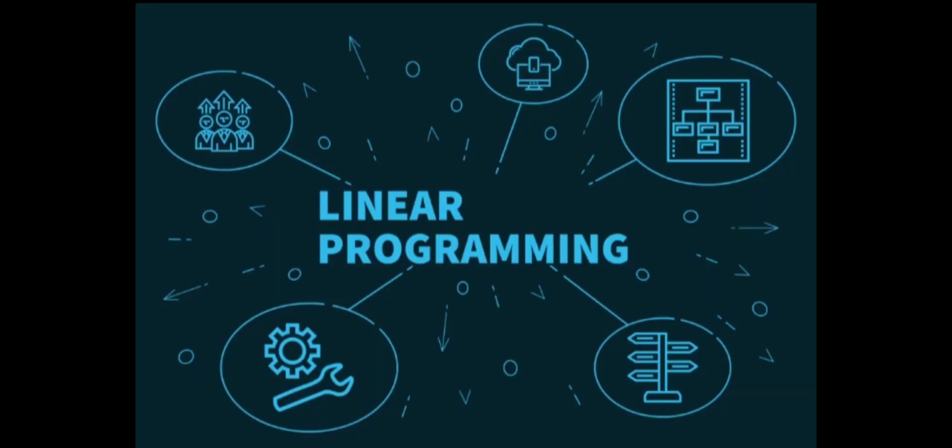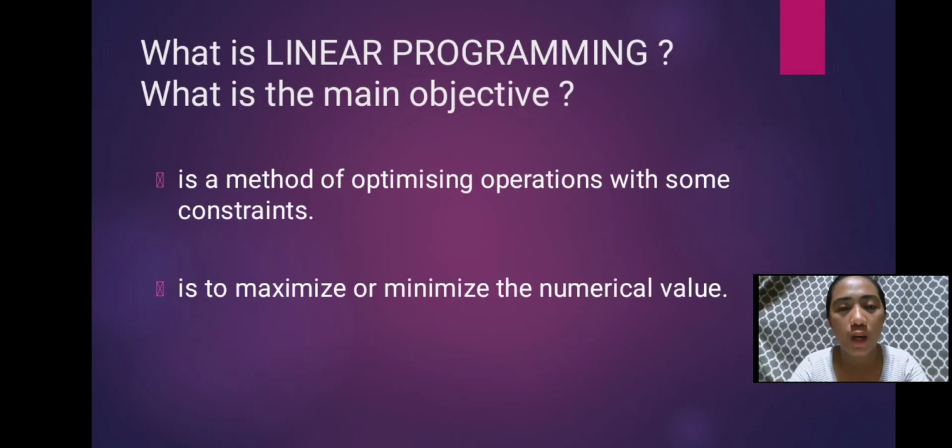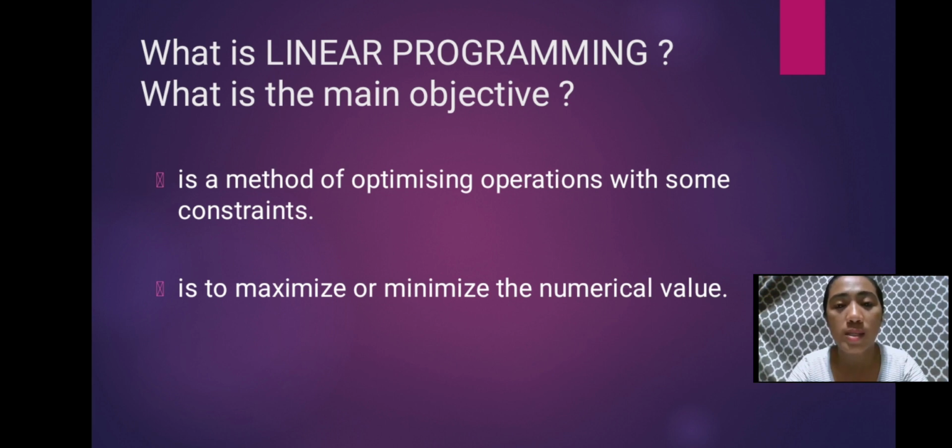For this video, we have a tutorial on how to solve an LP model using the graphical method. Before we start on solving, we will discuss first what is linear programming. Linear programming is a method of optimizing operations with some constraints. The main objective of linear programming is to maximize or minimize a numerical value.